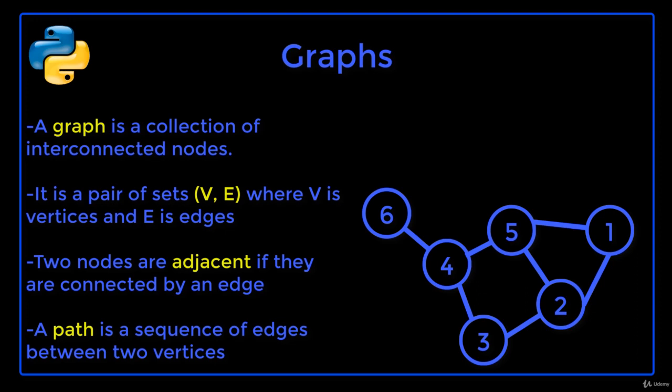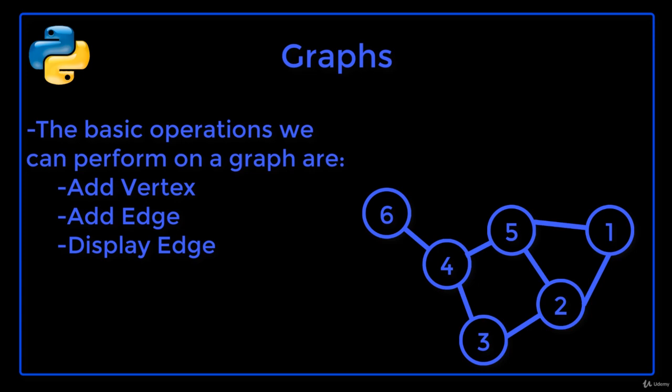Two nodes are adjacent if they are connected by an edge. A path is a sequence of edges between two vertices. The basic operations we can perform on a graph are add vertex, add edge, and display edge.